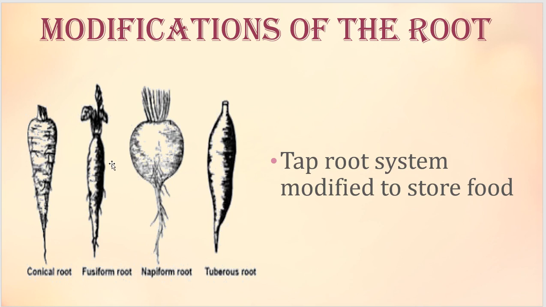Our first example is the modification which we could notice in a tap root system, in the primary root. These are the modified structures found in the primary root or in the tap root system. The main idea behind this modification is to store food and also to be responsible at the time of propagation, or you can use the word perennation. What is this propagation or perennation?